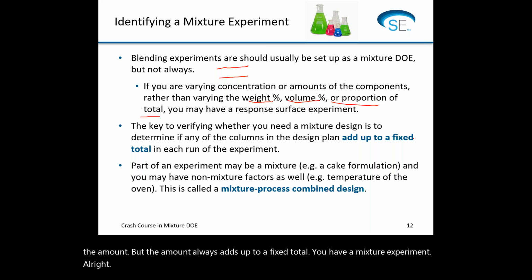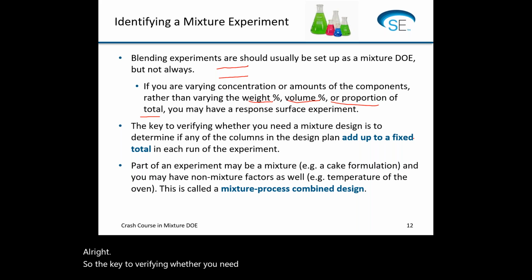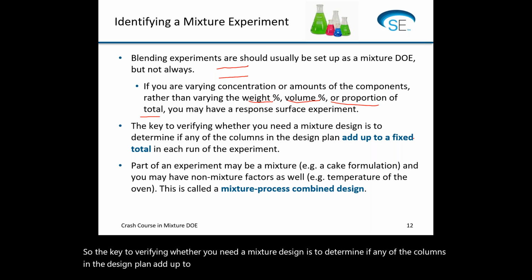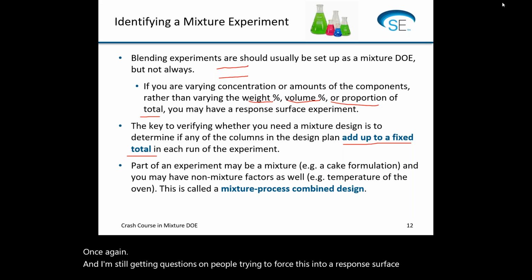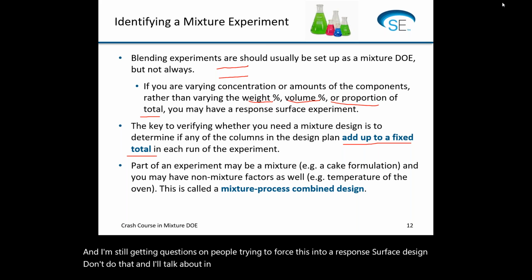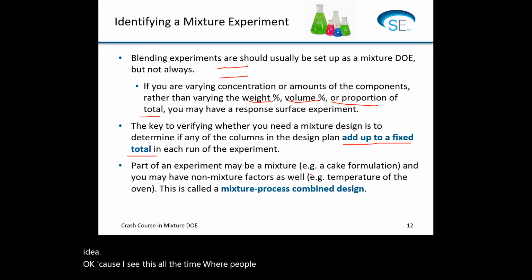So the key to verifying whether you need a mixture design is to determine if any of the columns in the design plan add up to a fixed total. Once again, I'm still getting questions from people trying to force this into a response surface design. Don't do that. I'll talk in the tips and tricks section about why that's really not a good idea, because I see this all the time.